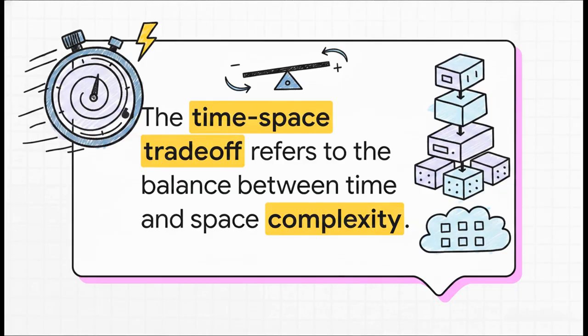Do you want it lightning fast? Well, that might require massive amounts of memory. Want to save memory? Then your program will probably take longer to execute its tasks. It's a constant balancing act.